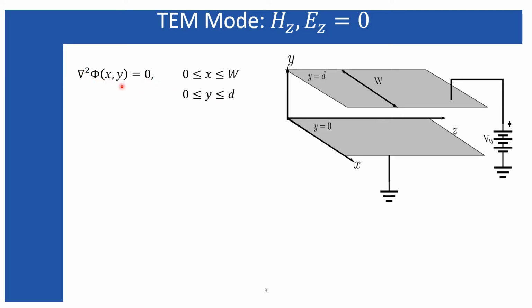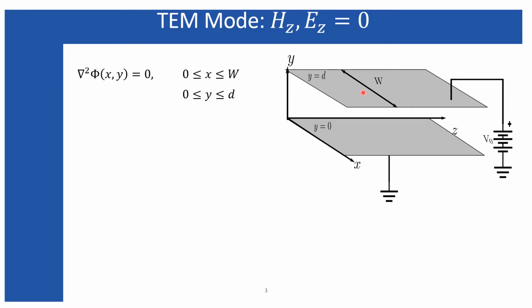Before we start, we have to define our structure. The parallel plates are defined at y equals 0 and y equals d, so y greater than or equal to 0 and less than or equal to d is considered. The propagation is going to take place in between these two plates. Both plates extend some distance along the x direction and a longer distance along the z direction.